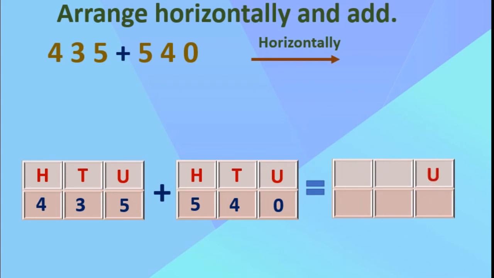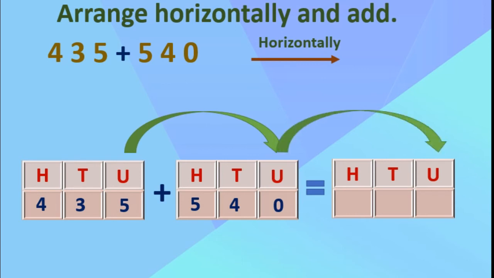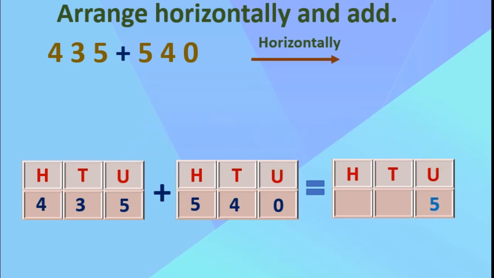Now answer, we will first make the table and we will write the places. Okay, now we will start addition. You know that always we add units places. See, 5 plus 0. Where we will write? We will write the answer in the unit place, that is 5.